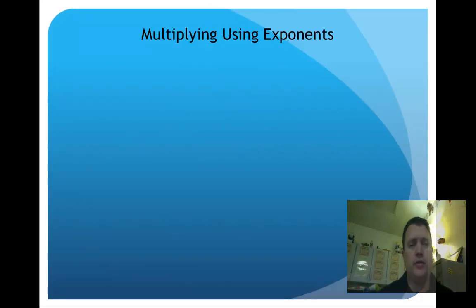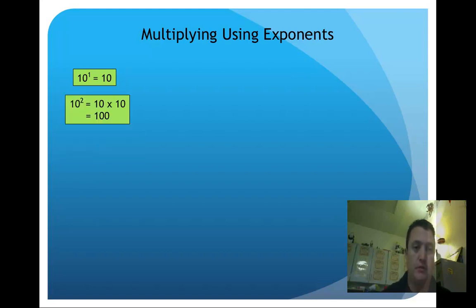So let's go through some review of what exponents are. I know some of you may have seen them, may not, or as you go, you're like, oh yeah, I've seen that before, but you may not remember what it means, so we're just going to talk a little bit about that. So when we look at 10 to the first power, that equals 10, or multiplying by 10.